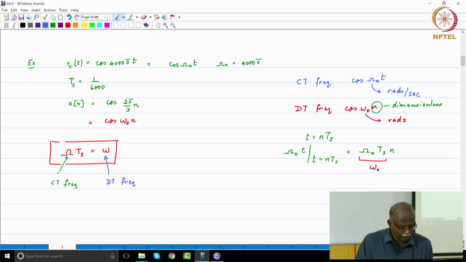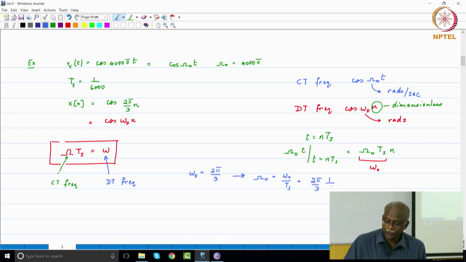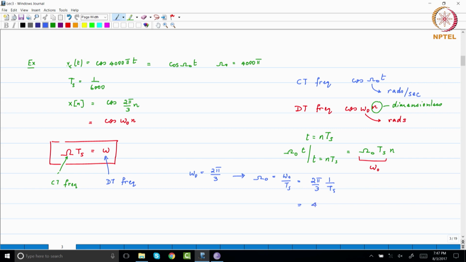So, for example, we said that we had a frequency omega naught equal to 2 pi by 3. Now, how do I convert it into the corresponding analog frequency? Omega naught will be equal to omega naught by Ts. That will be equal to 2 pi by 3 into 1 over Ts. Ts itself is 1 over 6000. So, that basically gives me 4000 pi. That was the result that we verified yesterday.